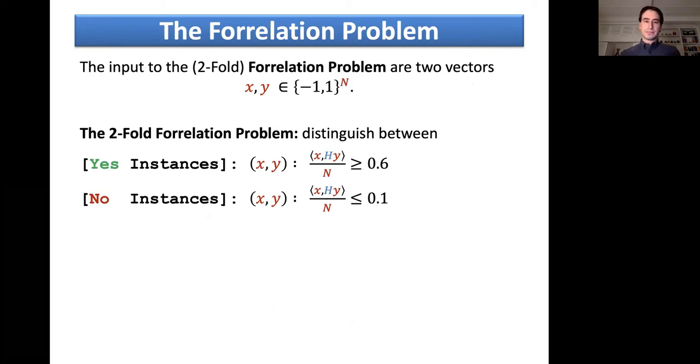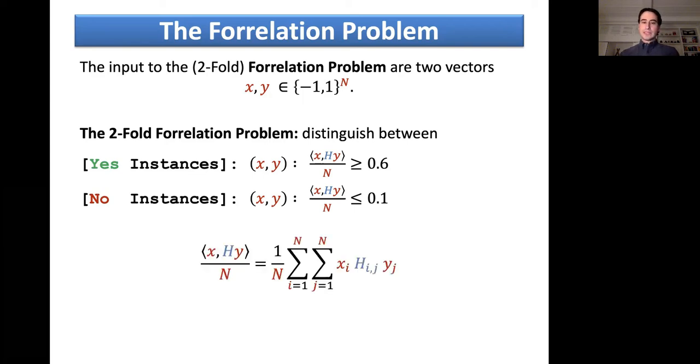Two-fold Forrelation is defined as a problem on two vectors, x and y. The problem is to distinguish between yes cases and no cases. In the yes case, the inner product between the vector x and Hy is rather big. It's at least 0.6 times n. H is the Hadamard matrix that I'm going to show you in just a bit. In the no case, this inner product of x and Hy is at most 0.1 times n. You can see that there is a gap between the yes and no instances. So this is really a promise problem. If we're getting anything in the middle, we don't need to guarantee anything.